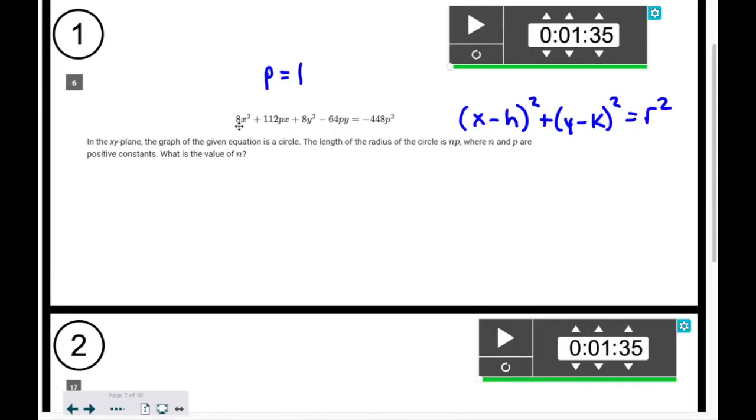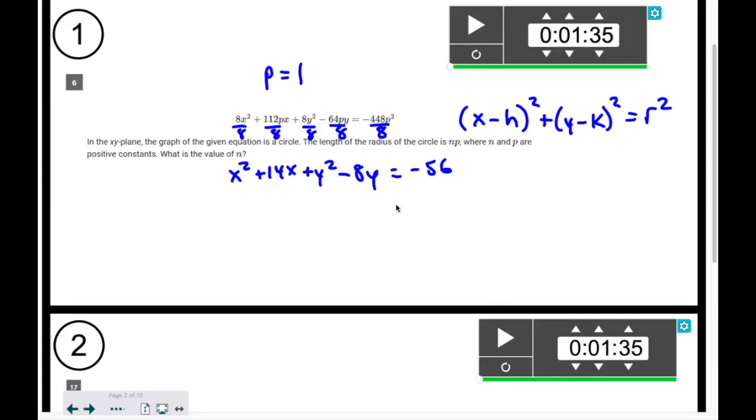All right. So first thing I'm going to do is divide everything by 8. So I get x squared, 112 divided by 8 is 14. Remember, P is 1, so it's 14x, plus y squared. Again, P is 1, so minus 8y equals, and then I need negative 448 divided by 8. That gives me negative 56.